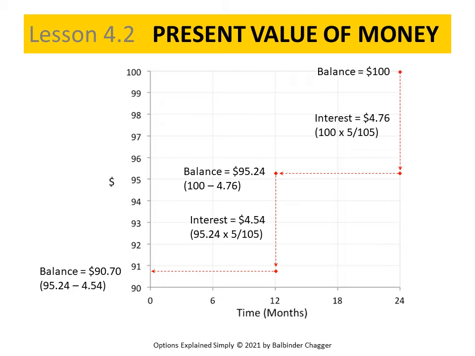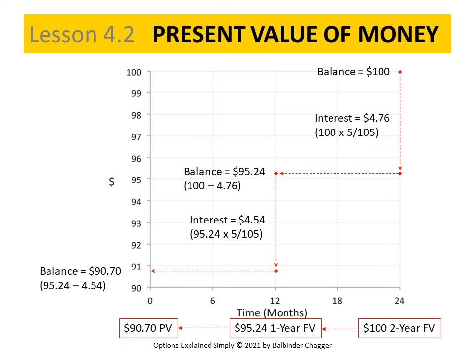By this process, we've determined that a 2-year future value of $100 has a 1-year future value of $95.24 and a present value of $90.70. This process of taking a future value and stripping away from it the accrued interest to arrive at a present value is the opposite of compounding. It's formally called discounting and is referred to informally as present valuing.